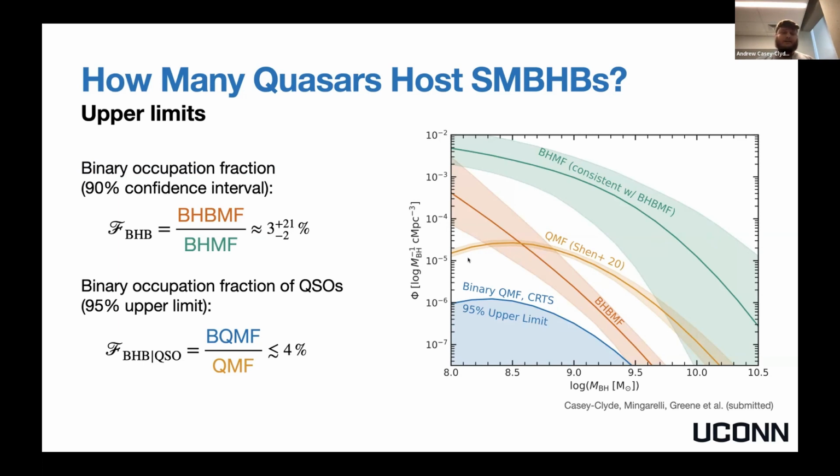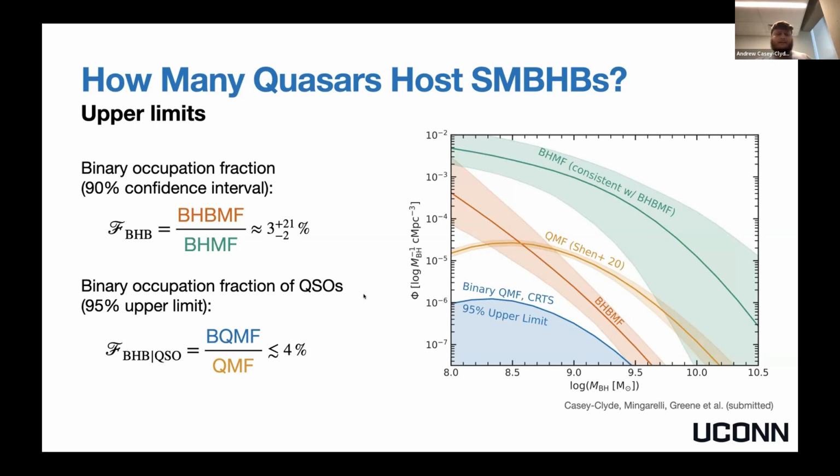If we integrate all of that, what we find is that the binary occupation fraction is about 3%, but within the 90% confidence interval here, there's still quite a bit of wiggle room. It could be as low as a little under 1%, or as high as 24%.